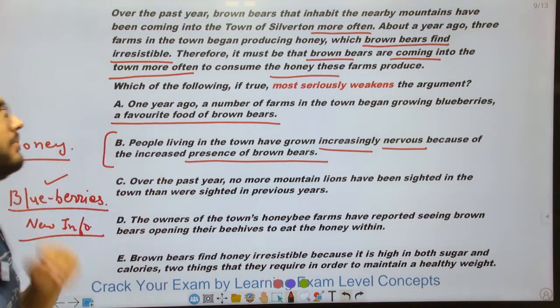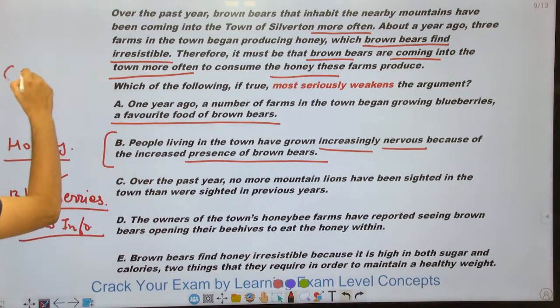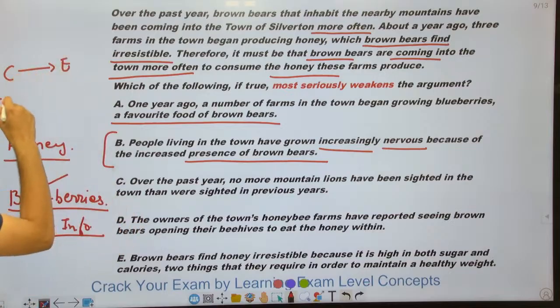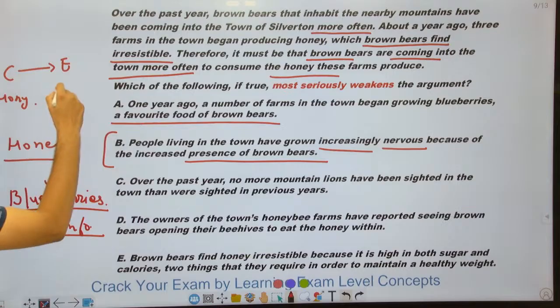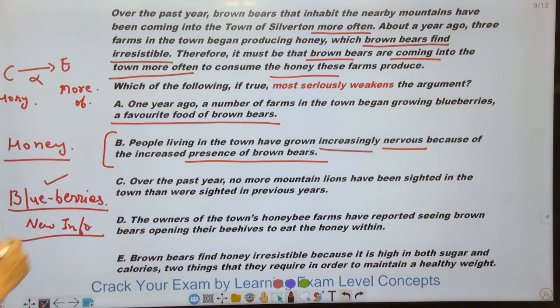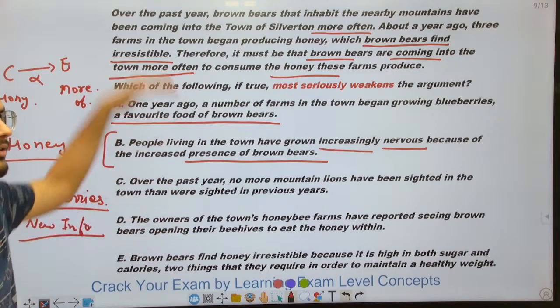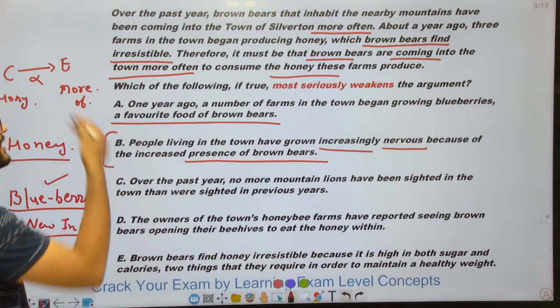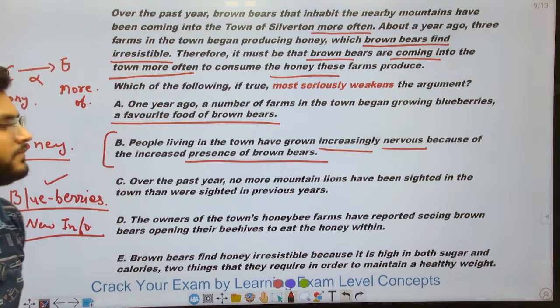I need to look at something which tells me that your cause and effect relationship, which you have assumed to be honey and them coming more often, is being disturbed by this answer choice. I need to find an answer choice like that. So option B does not tell me that this relationship is disturbed.